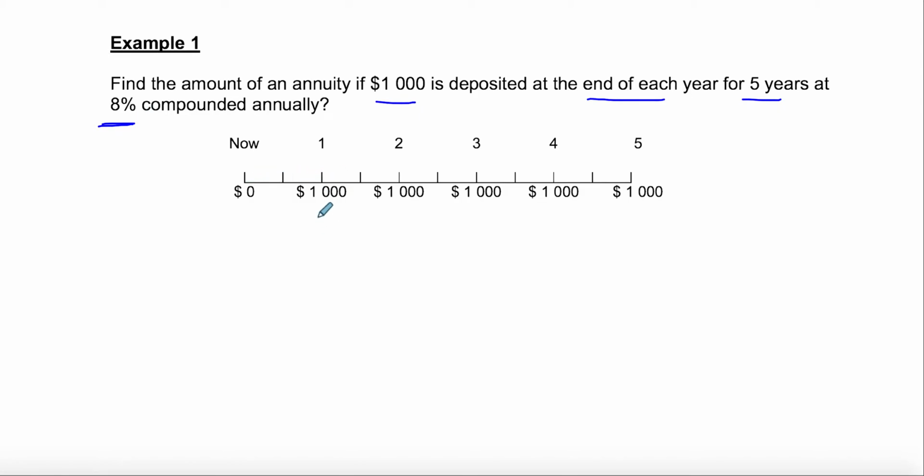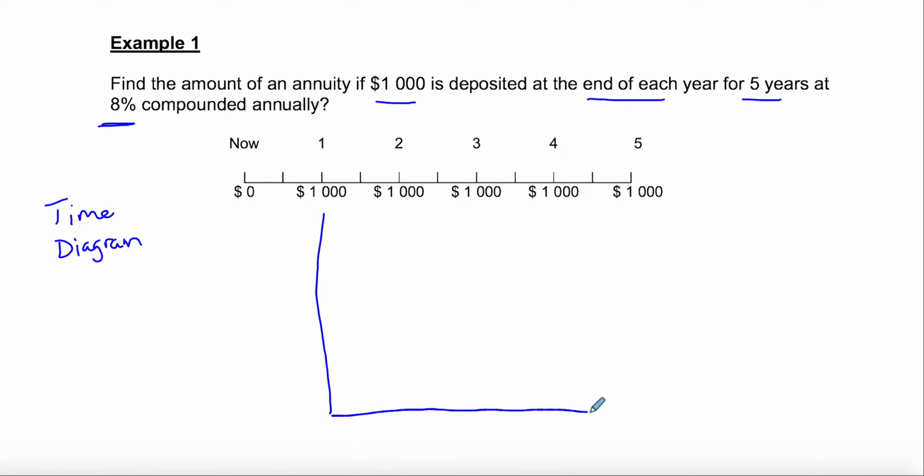At the end of year 1, you're going to take this $1,000, and I'm just going to draw this. It's a time diagram. If I come over to here, I'm going to use the compound interest formula. So remember, the compound interest formula is just the principal times 1 plus i to the n. And since this is compounded annually, I don't have to divide my i and multiply by my n, because it would just be dividing by 1 and multiplying by 1.